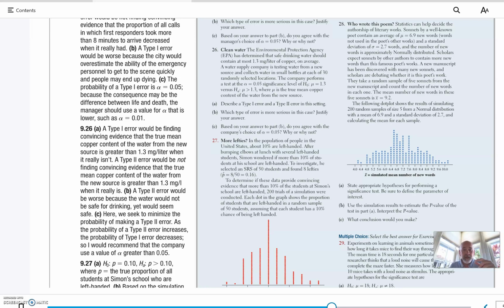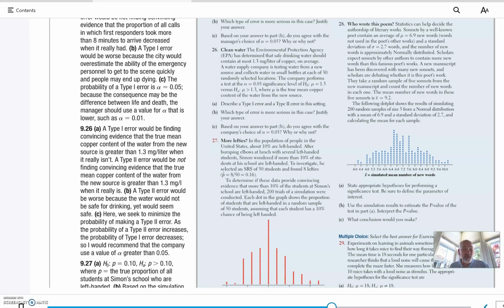Type 2 is the null is false, but we can't notice it. We don't notice it because it's not extreme enough. We fail to reject it because it's not conclusive. So that would be that the null is false and it's not 1.3. It's actually greater than 1.3, but we don't notice it.